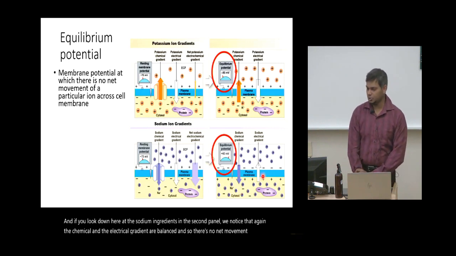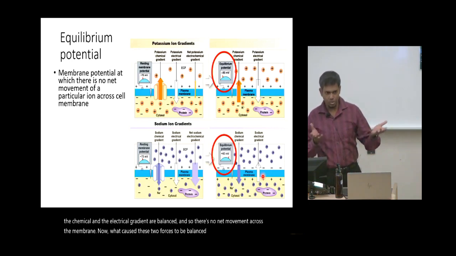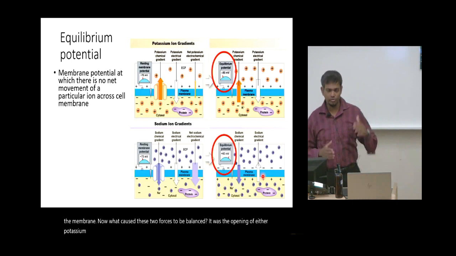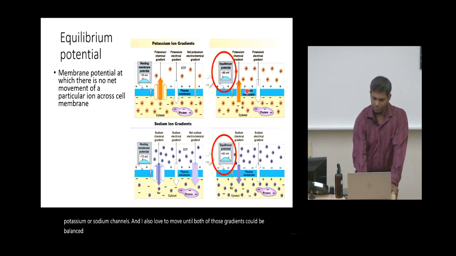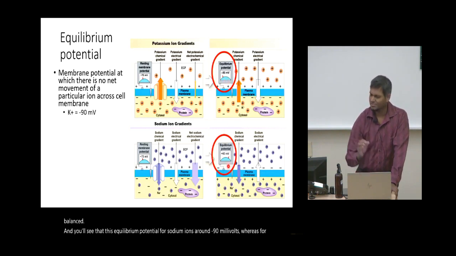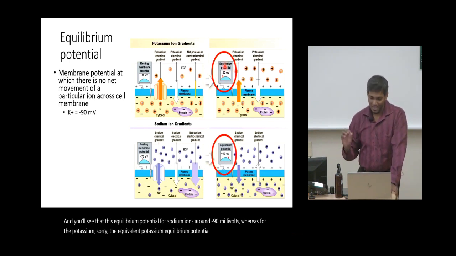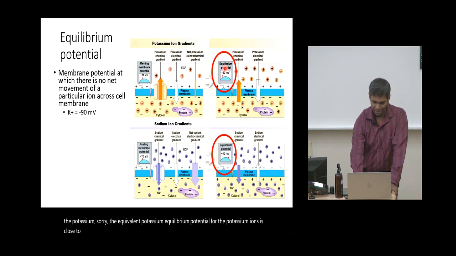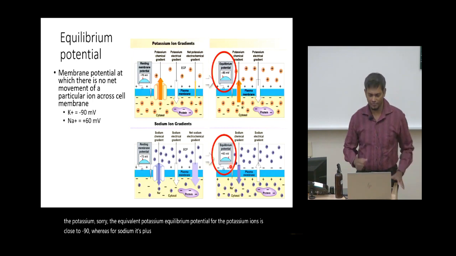Now what caused these two forces to be balanced? It was the opening of either potassium or sodium channels, and ions were allowed to move until both of those gradients could be balanced. And you'll see that the equilibrium potential for potassium ions is close to negative 90 millivolts, whereas for sodium it's plus 60. And so we see they're pretty far apart.